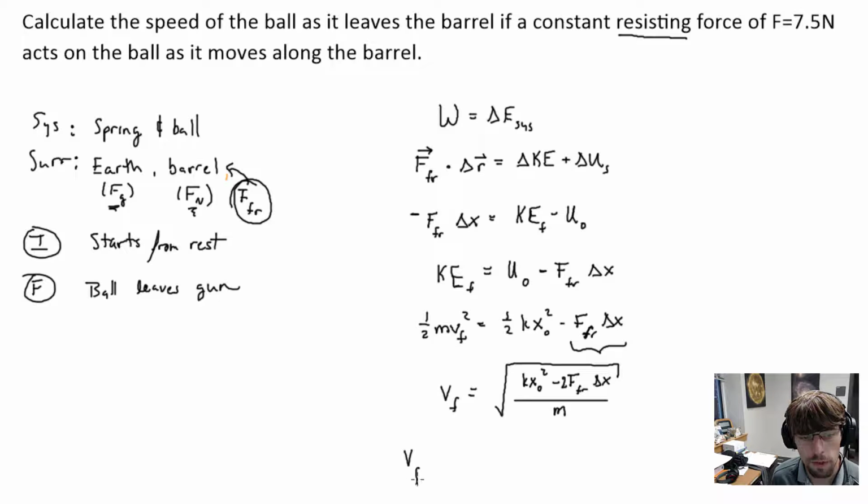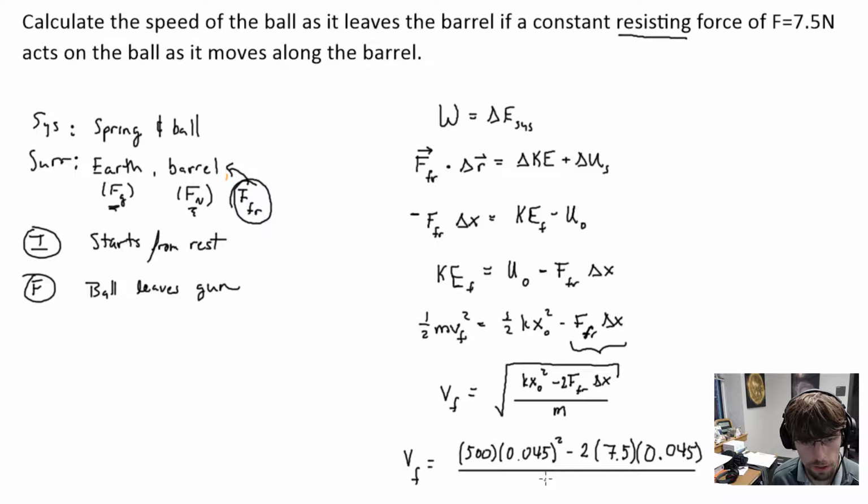We have v final equals, we still have our 500. We're told that it's 0.45 centimeters squared minus 2 times, well, my retarding force is 7.5 newtons. That's given in the problem. And our delta x, again, is 4.5 centimeters. Our mass, 0.05, and we square root the sucker.